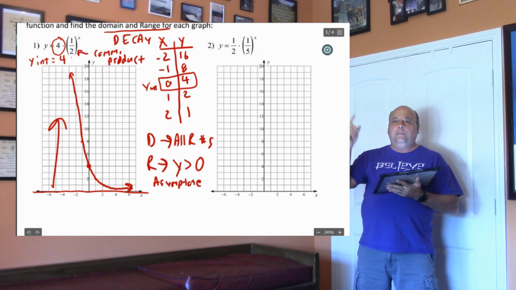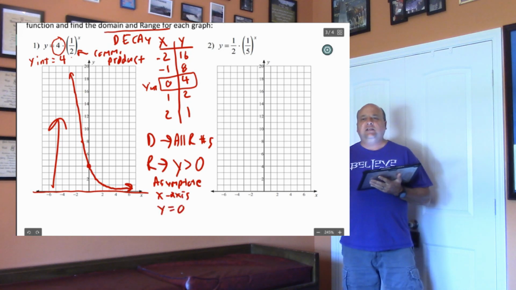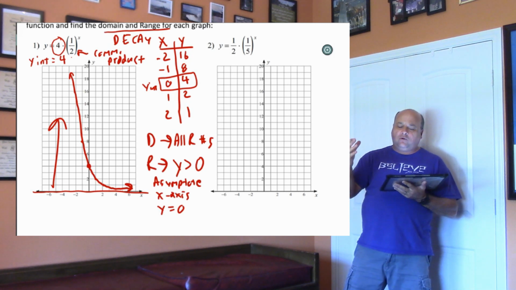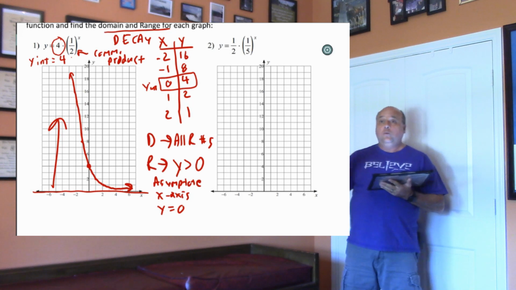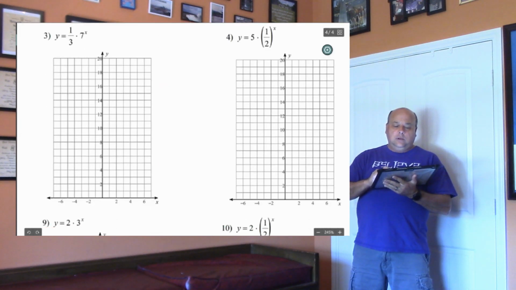The asymptote will be the x-axis, and just write y equals 0. Every single time you write the asymptote, it's going to be y equals a number. On these graphs, it's always going to be y equals 0, which will be the x-axis. Now then, I'm going to do a growth.